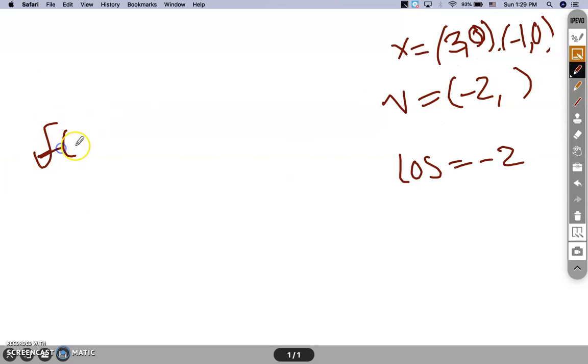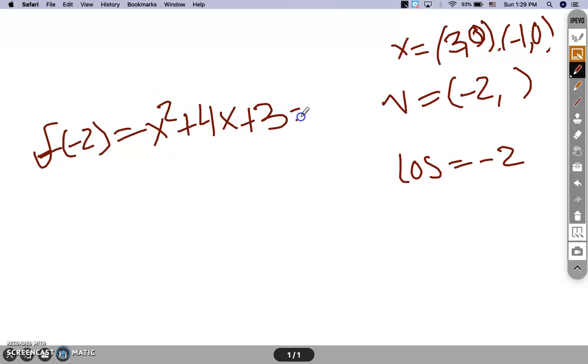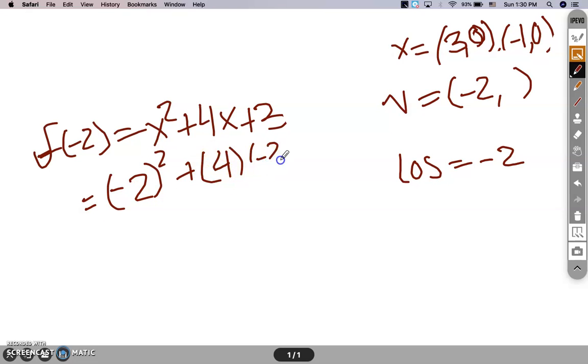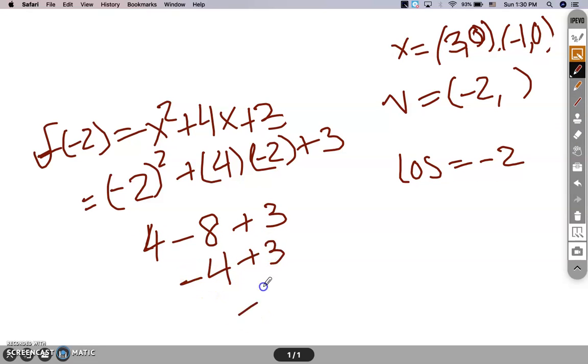So f of negative 2 is going to equal x squared plus 4x plus 3. No, there's not going to be any equal to 0, okay? So now I'm just going to plug in negative 2 in there, so that means I get negative 2 whole squared plus 4 times negative 2 plus 3. So if I simplify this, I'll get 4 minus 8 plus 3, and then I'll do my order of operations, so negative 4 plus 3, so it'll just be negative 1. So that means the vertex will be negative 2, negative 1.